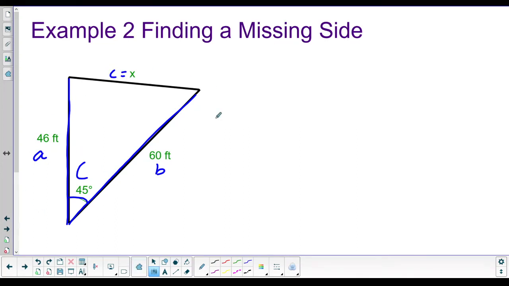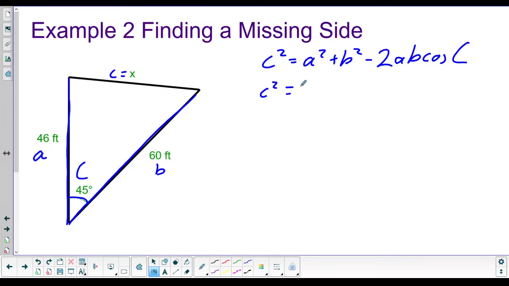All right. So we've labeled these. We've got our A, B, and C now. Now we're going to just plug this into the law of cosines, which is C squared equals A squared plus B squared minus 2AB cosine of C. So we're going to plug in our two numbers. So we're going to have C squared equals 46 squared plus 60 squared minus 2 times 46 times 60 times the cosine of 45 degrees.